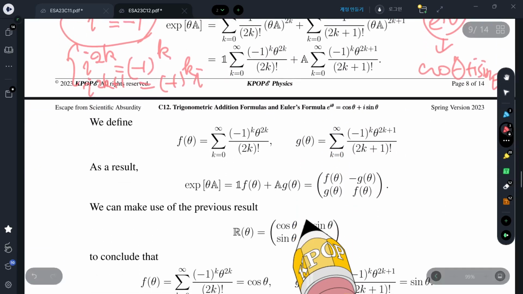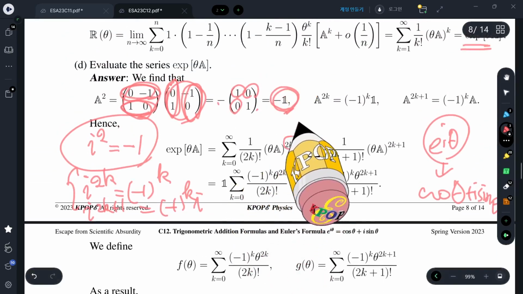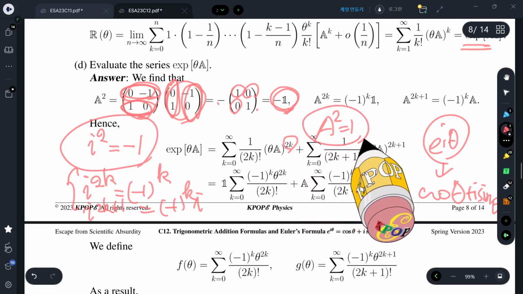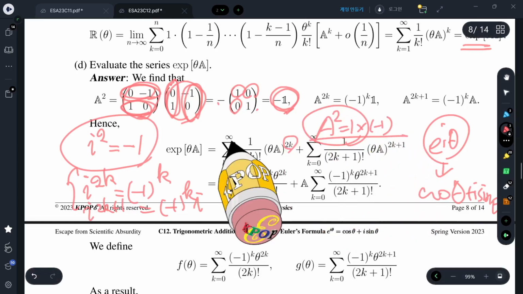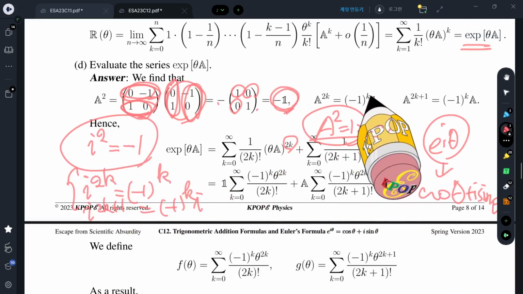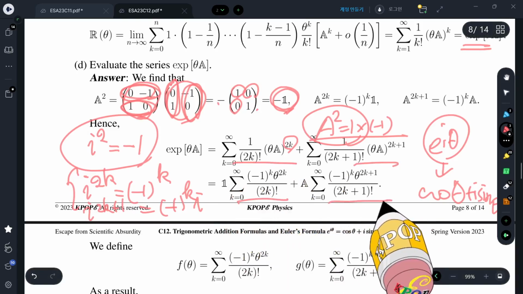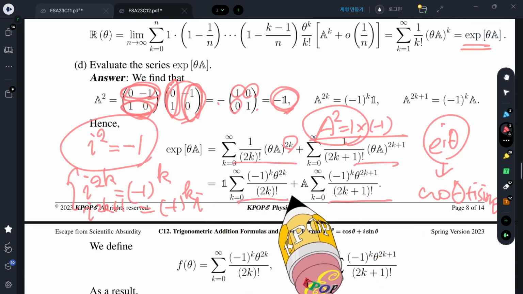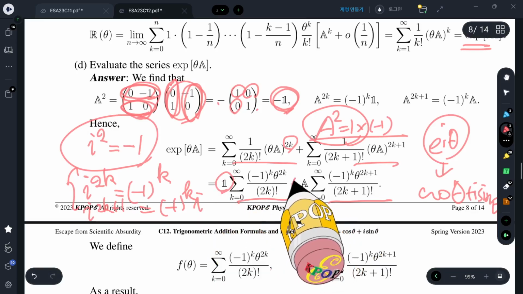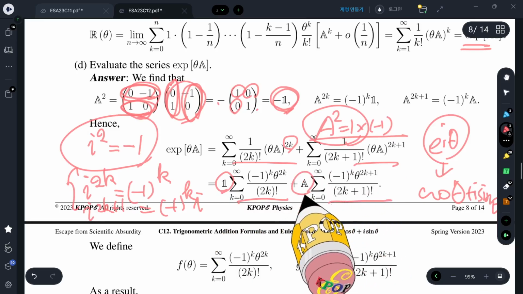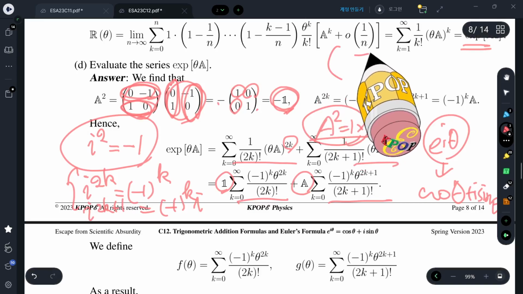Therefore, our final result, this diagonal part, is that A squared is identity multiplied by -1, so just like i squared is -1. So using these two relations, we have odd powers and even powers. Even powers are proportional to the identity matrix, and odd powers are proportional to the matrix A, that is this -1, 1.